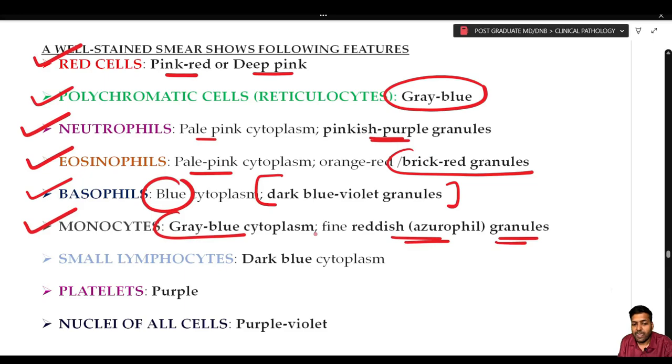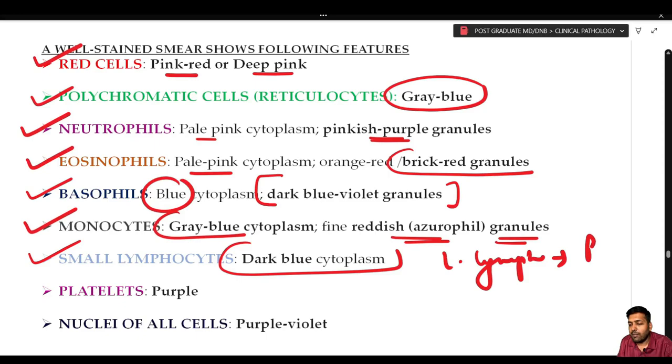Small lymphocytes are recognized by the presence of a dark blue cytoplasm, whereas large lymphocytes have a little bit paler blue cytoplasm. So I'm just writing it over here. The large lymphocyte has a pale blue cytoplasm and more cytoplasm compared to the small lymphocyte, and sometimes it contains one or two cytoplasmic granules.